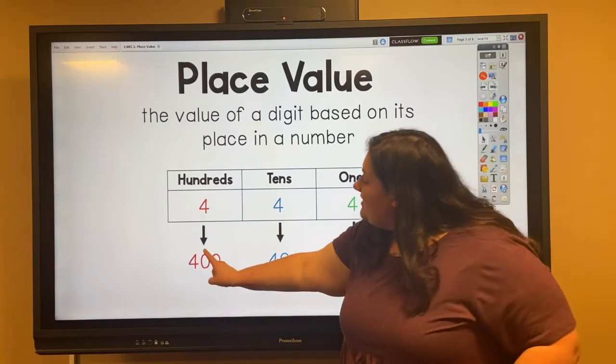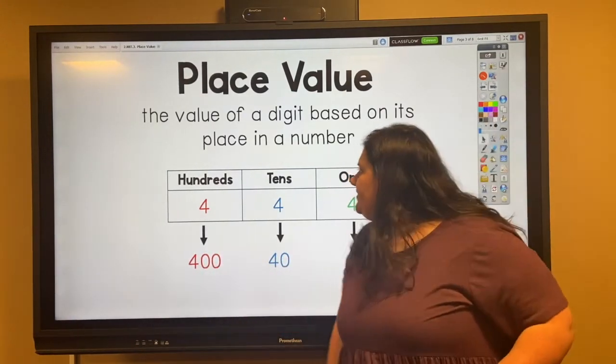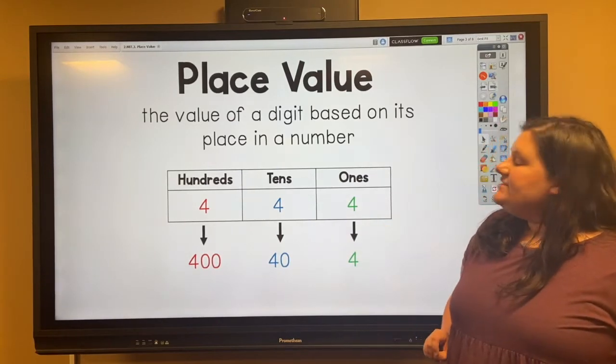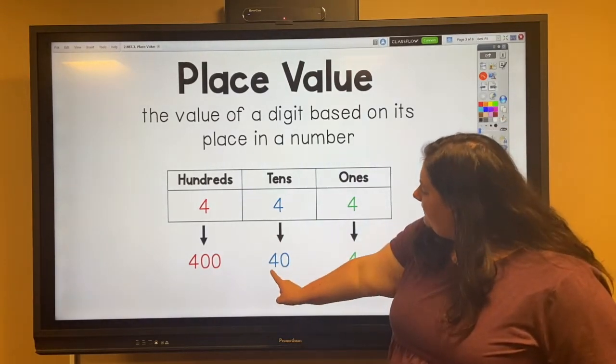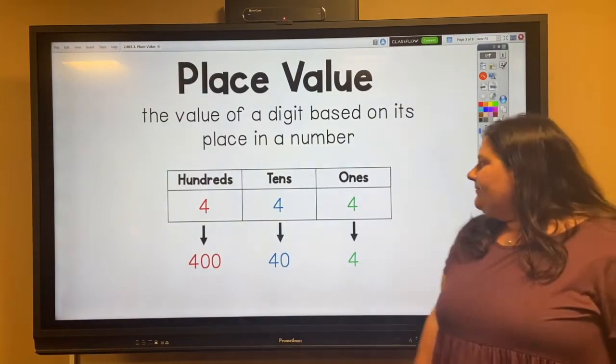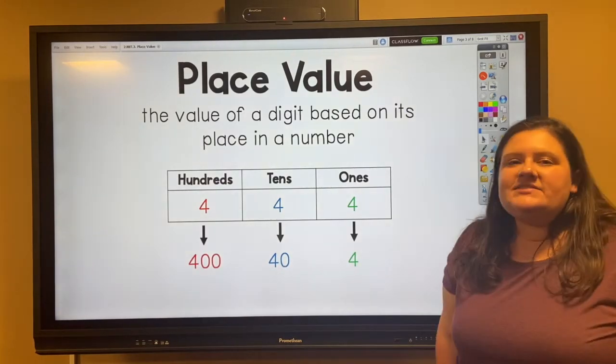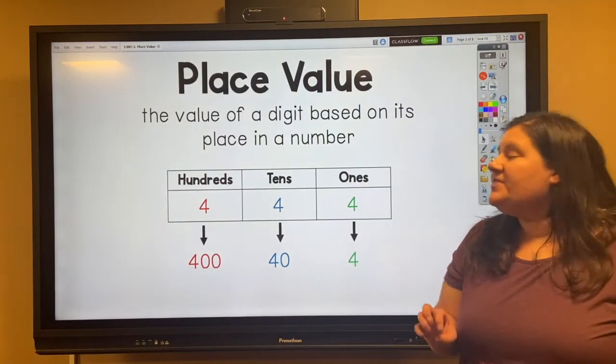That means that there are 0 tens and 0 ones in 400. The digit 4 is placed in the 10 spot by putting it 4, then 0, showing that there's 0 ones, and that's 40. And then finally, the digit 4 in the ones place, it's by itself. It just shows that there's only 4 things there.